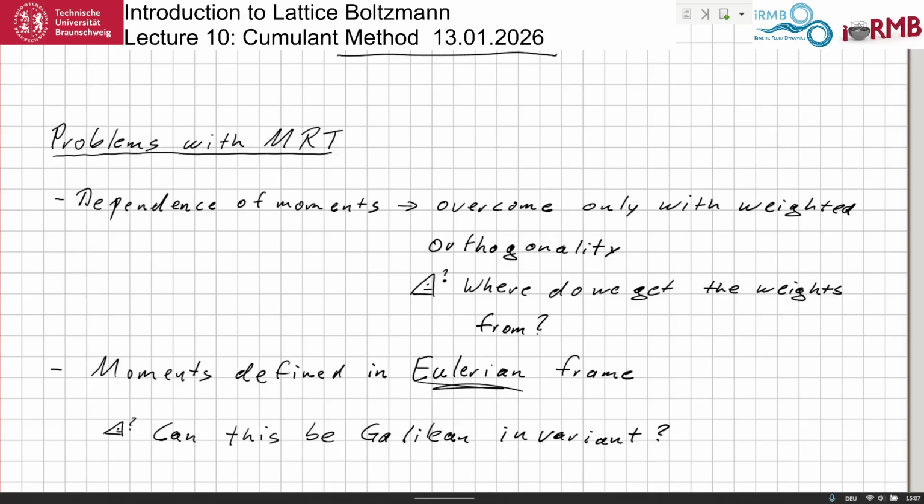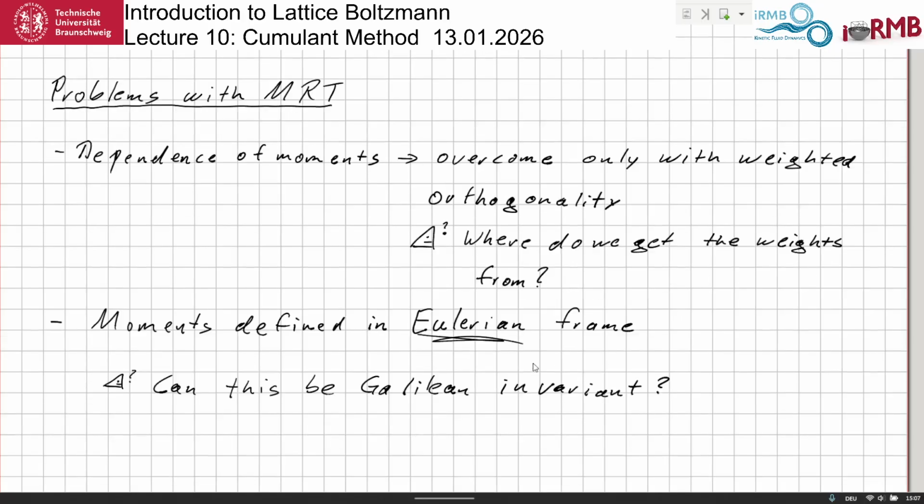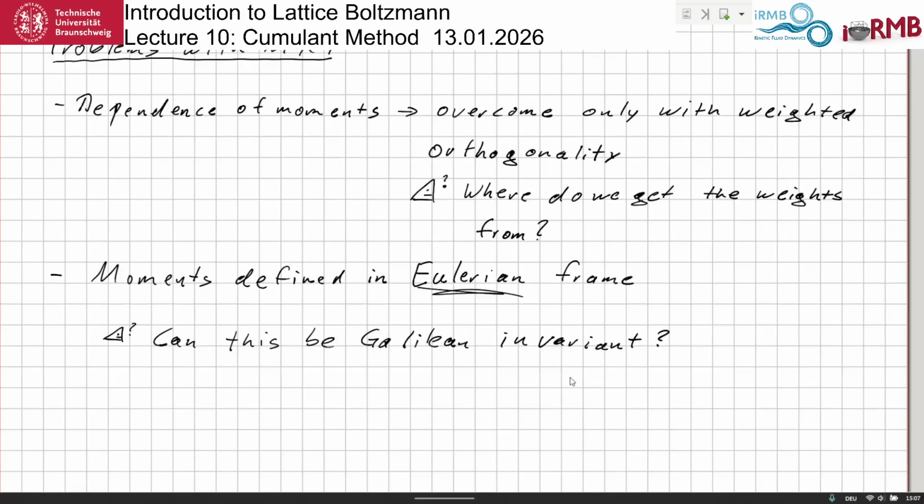I mean, this last thing with the Eulerian frame could be solved by another means, namely, we could use central moments instead, in order to be sure that we are Galilean invariant.